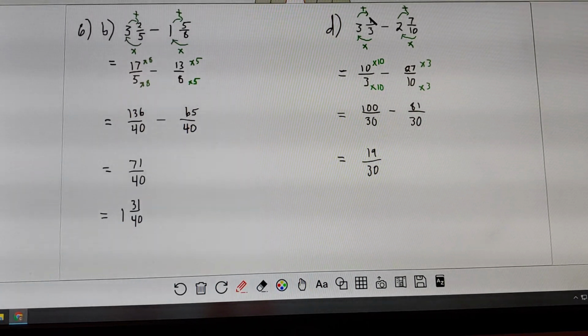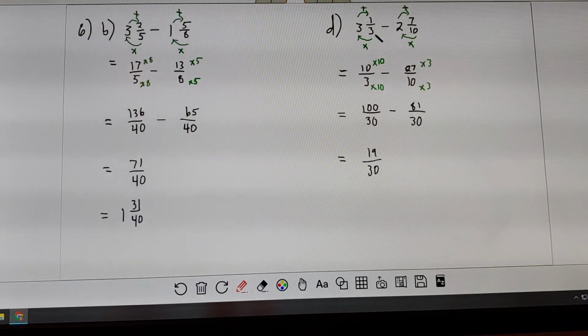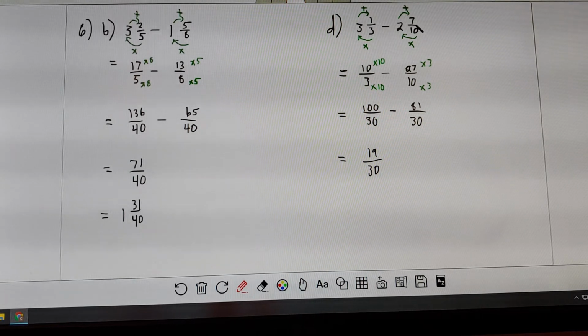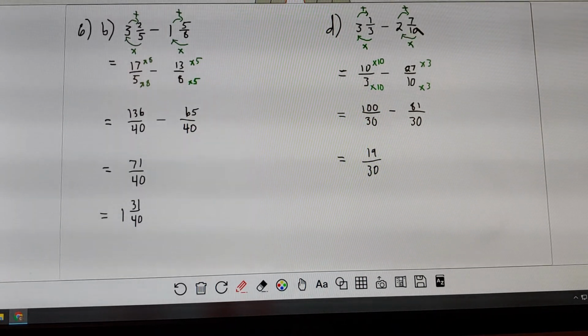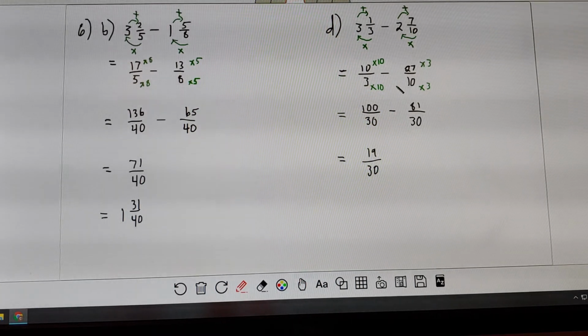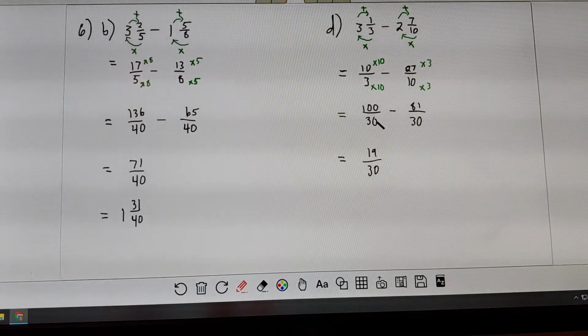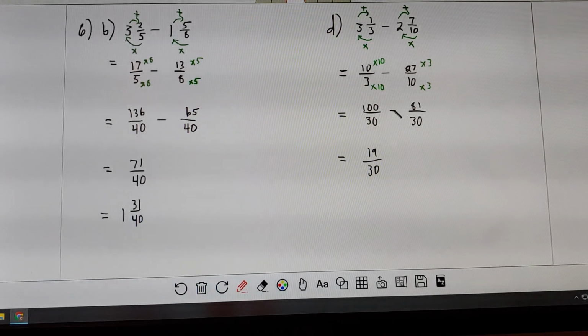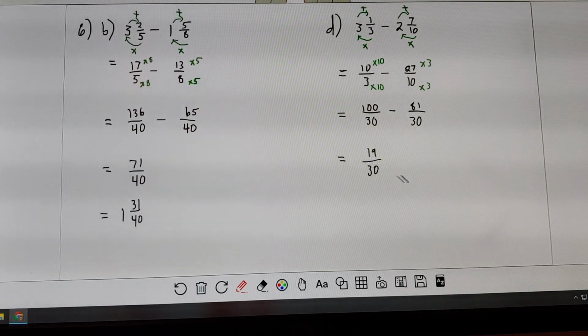Same deal here. I'm making them into improper fractions. 3 times 3 is 9, plus 1 is 10/3. 2 times 10 is, sorry, 2 times 10 is 20. Plus 7, 27. Multiplying denominators together again to get a common denominator of 30. So 10 times 10 is 100. 27 times 3 is 81. Subtract those two numerators. I get 19/30. 19 is a prime number and 30 is not divisible by it, so it's in lowest terms.